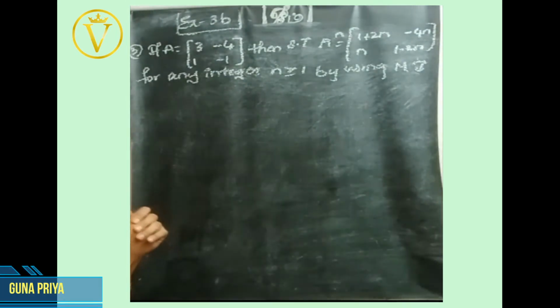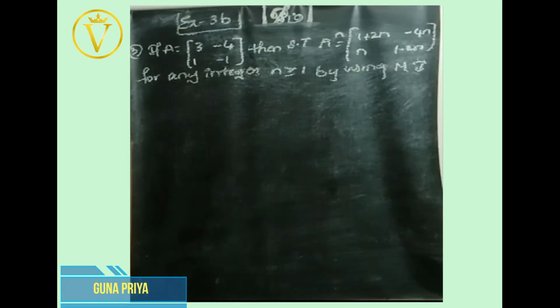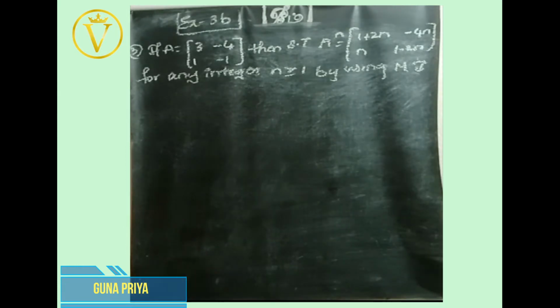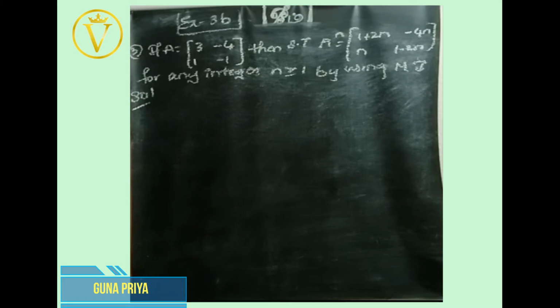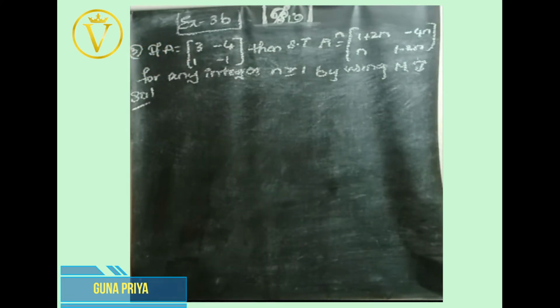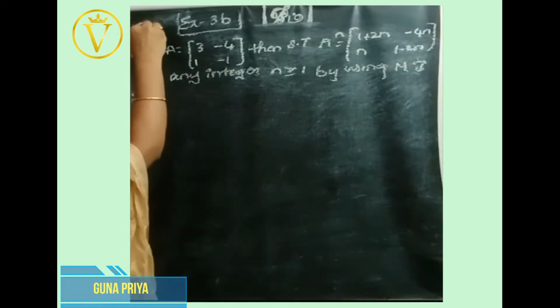So in the previous section I gave one homework problem, that is the third problem. Now we will discuss it in this section. So here the third problem, that is exercise 3B of matrix, third Roman. This is the third Roman.